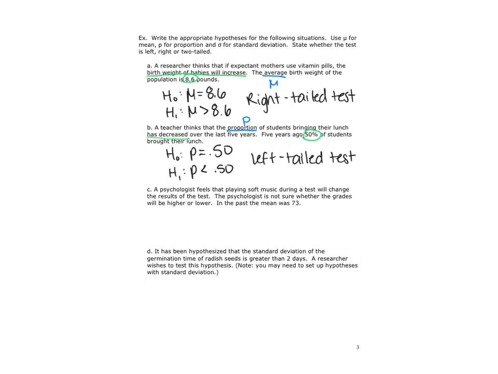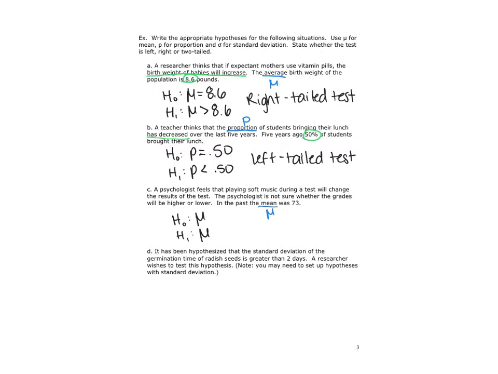A psychologist feels that playing soft music during a test will change the results of the test. The psychologist is not sure whether the grades will be higher or lower. In the past, the mean was 73. It references the mean, which means our hypothesis test is going to be about mu. So both of our hypotheses will be statements about mu.